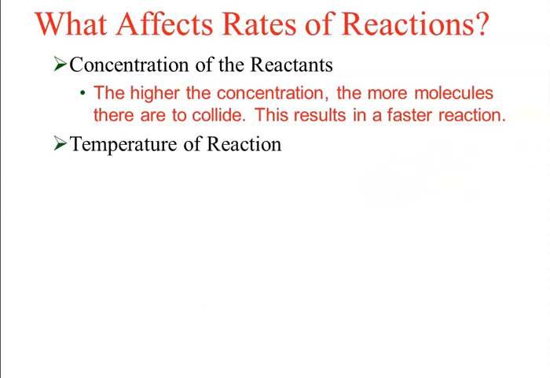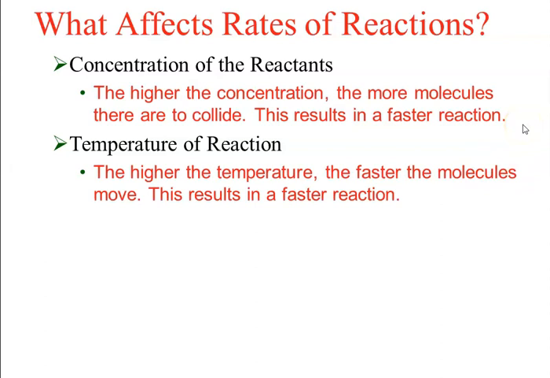So then temperature. If you heat something up, those molecules are going to tend to go faster. If those molecules are going faster and they're randomly moving around, then they're more likely to bump into each other. So the faster they are, the more likely they are.